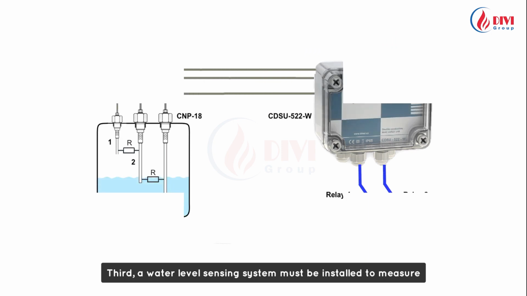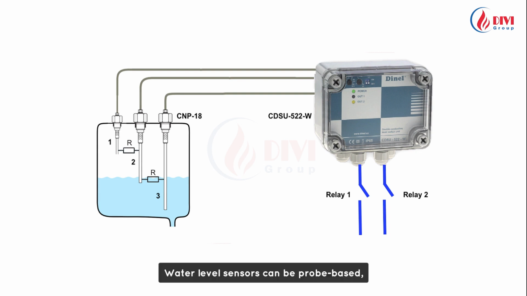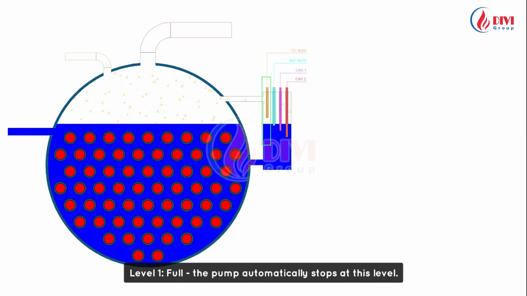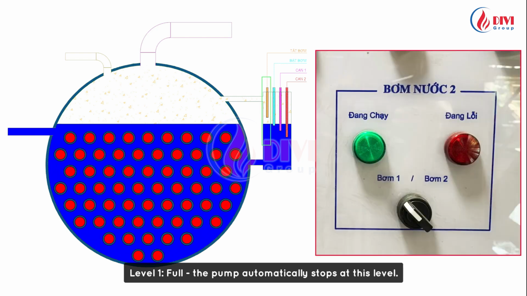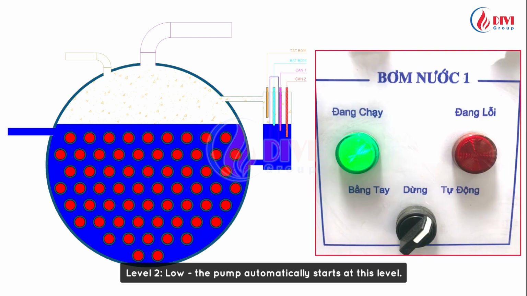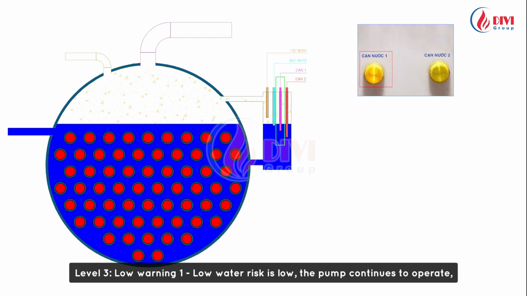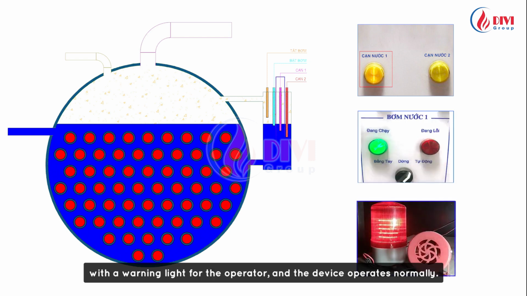Third, a water level sensing system must be installed to measure and warn about the boiler's water level. Water level sensors can be probe-based, with additional flow-type sensors installed. Water level sensors are divided into 4 warning levels. Level 1, full, the pump automatically stops at this level. Level 2, low, the pump automatically starts at this level. Level 3, low, warning 1, low water risk is low, the pump continues to operate, with a warning light for the operator, and the device operates normally.